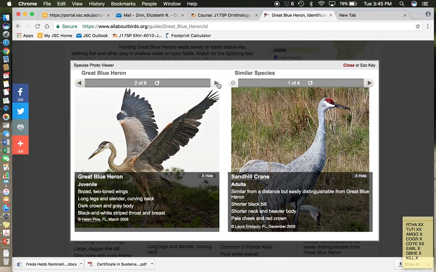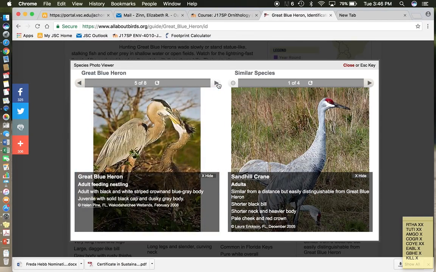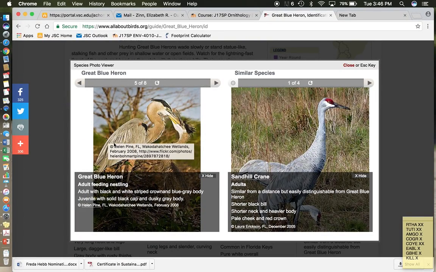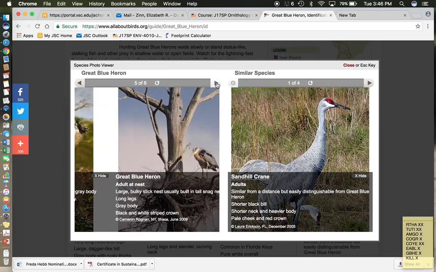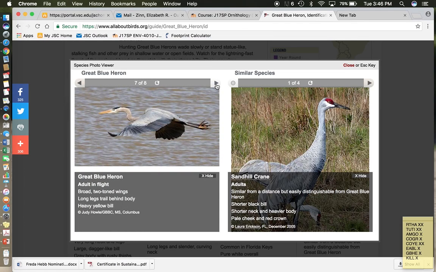Let's see if we've got a better photo here somewhere. Oh, not really. But this one you can see the plumes on the back that I was speaking of. Here you can see that the black cap doesn't actually go all the way across. But you can't really see the belly stripes on any of these photos.